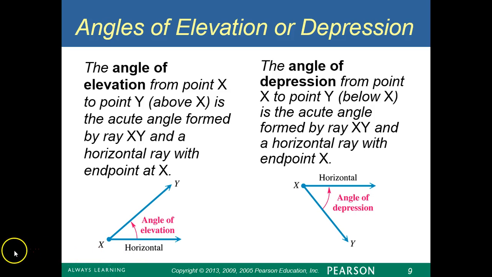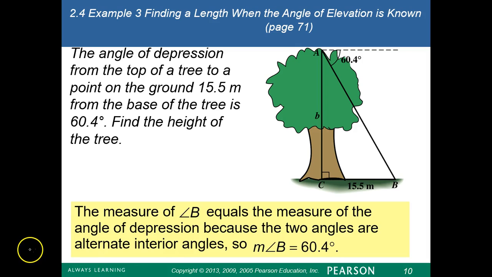Now let's look at some applications. This application problem says: the angle of depression from the top of a tree to a point on the ground, 15.5 meters from the base of the tree, is 60.4 degrees. Find the height of the tree.